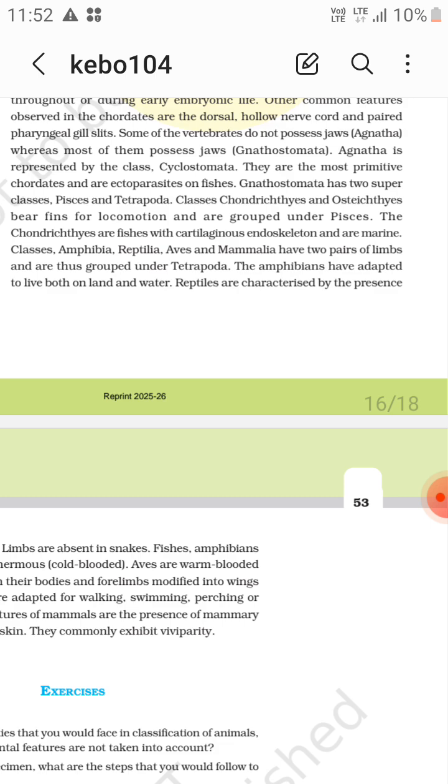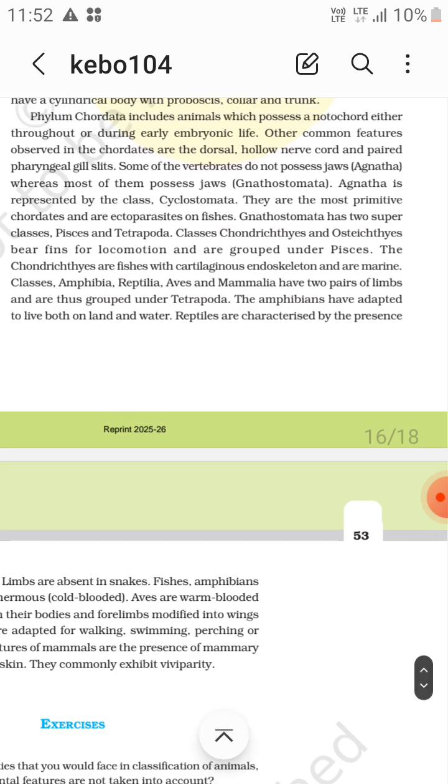Now the classes Amphibia, Reptilia, Aves and Mammalia have two pairs of limbs and are thus grouped under Tetrapoda. Why are they Tetrapoda? Tetra means four, that is four limbs. It means two pairs of limbs in every class, like Amphibia, Reptilia, Aves and Mammalia.